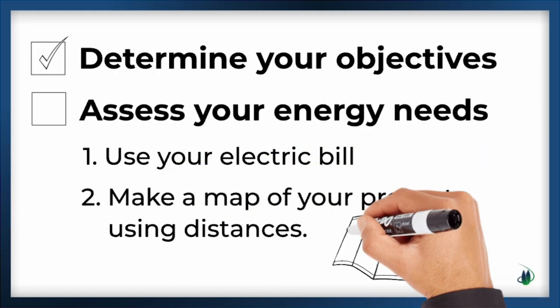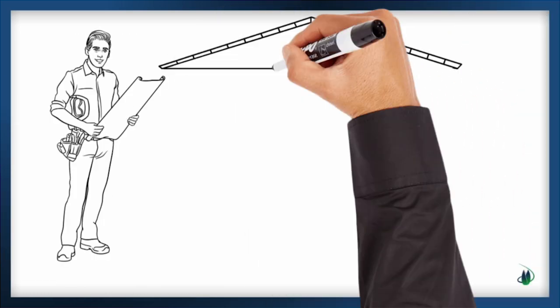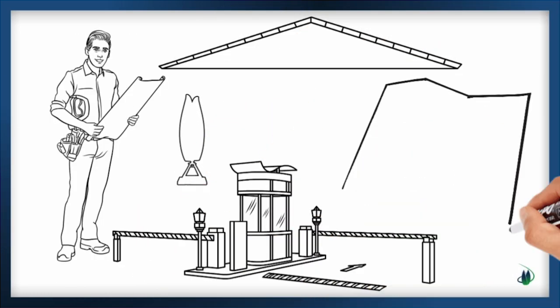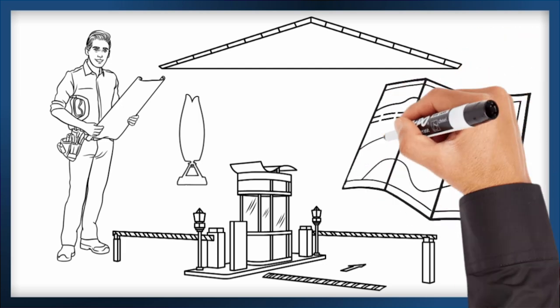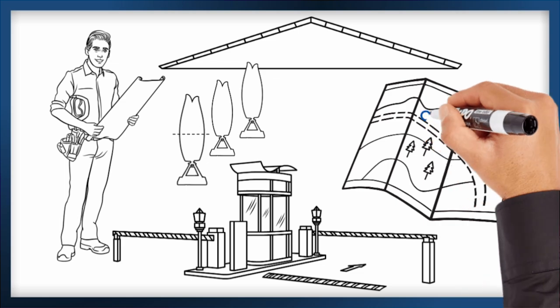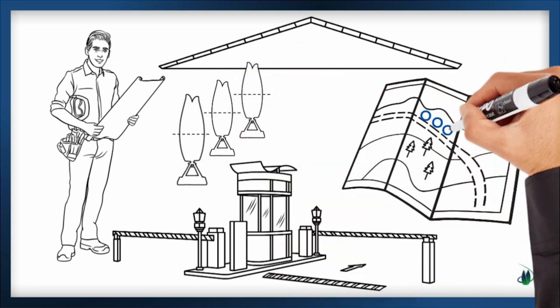Next, you'll need to have an idea of where you want your turbines to go. On your roof or on the ground, in the parking lot, or behind your factory. It's time to map out your property with measured distances. Look at the diameters of the models you're interested in and draw them in small circles on the map.